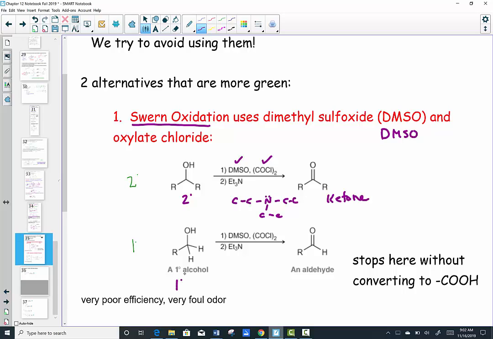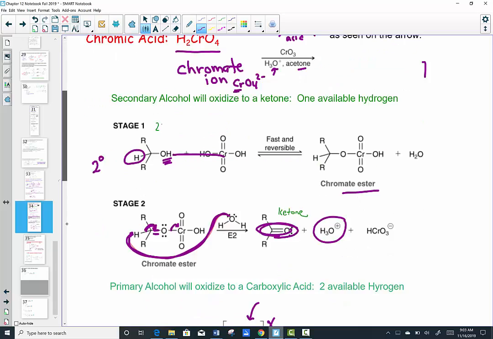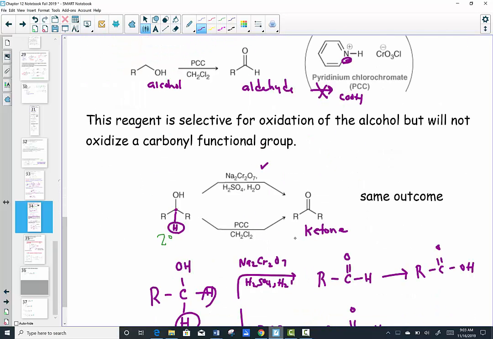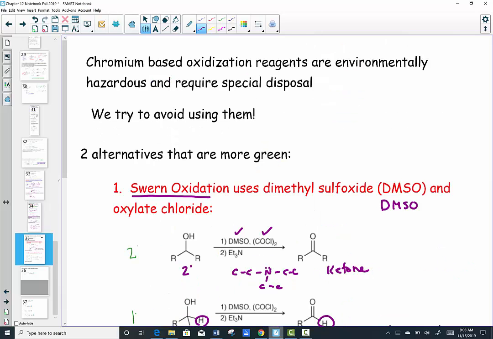A primary alcohol, even though there are 2 available hydrogens, only oxidizes once and stops at the aldehyde. So we have the same exact outcome as we did for PCC, where we had 1 oxidative step and stopped. So why aren't we using this all the time?